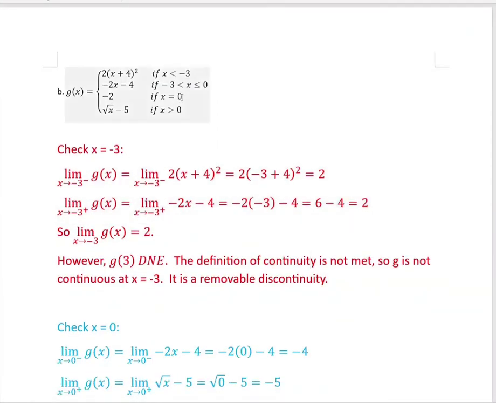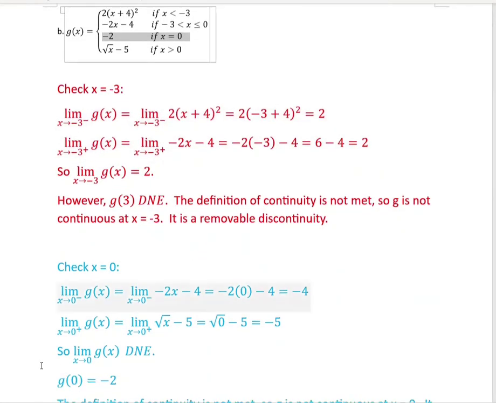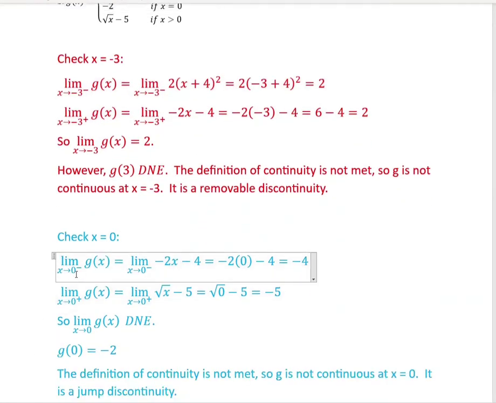And then we also said we should check x is 0. They give us the value for g at x is 0, which is negative 2. So we have part of the conditions for the limit definition of continuity. So let's check the limit now. As x approaches 0 from the left, it's negative 4. I'll let you go through the math. As x approaches 0 from the right, it's negative 5.